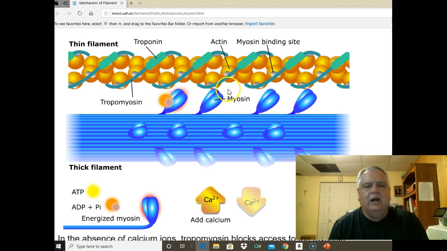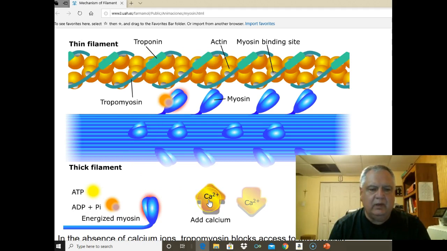But that can't happen right now in this relaxed state because the active sites are covered. So how do we get the active sites to uncover? Well, remember, the action potential reaches the sarcoplasmic reticulum. The action potential now sort of knocks out the calcium pumps, short circuits them, and calcium is going to be released into the sarcoplasm. This troponin has a high affinity for calcium, so the calcium now binds to the troponin.